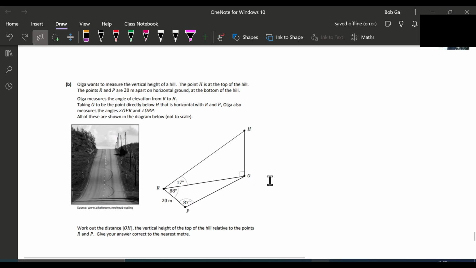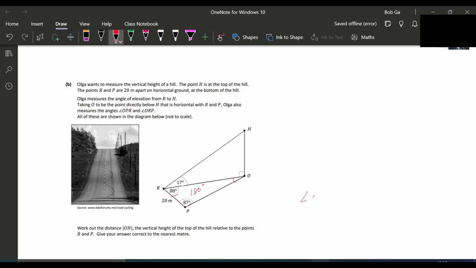RHOR is one triangle and ROPR is another triangle. If we look at it here, we can deduce from what we know about the total angles of a triangle. The total angles of a triangle must equal 180 degrees. Since we already have this angle and this angle, we can now deduce what this angle would be.